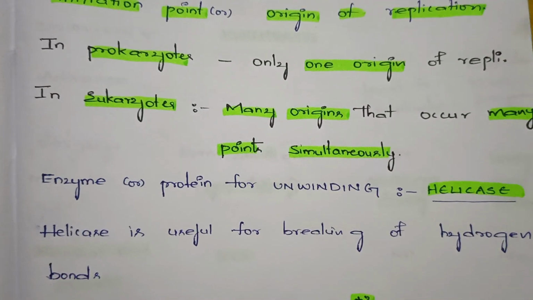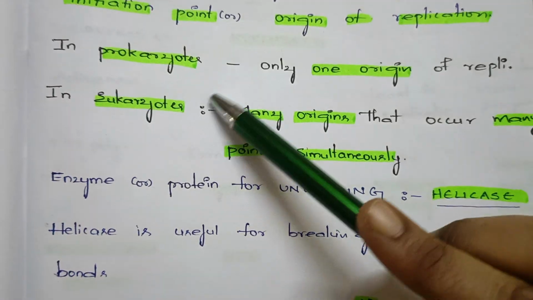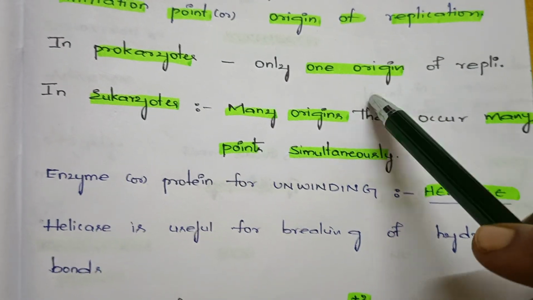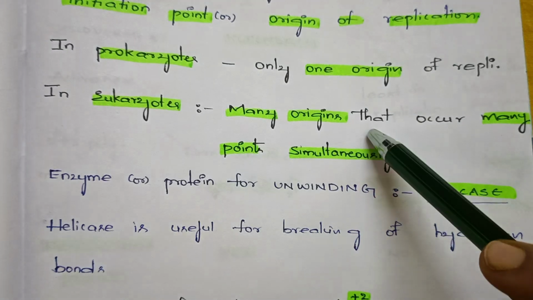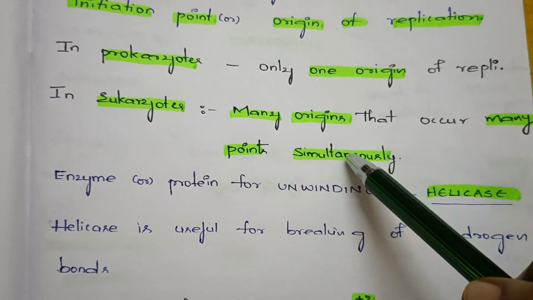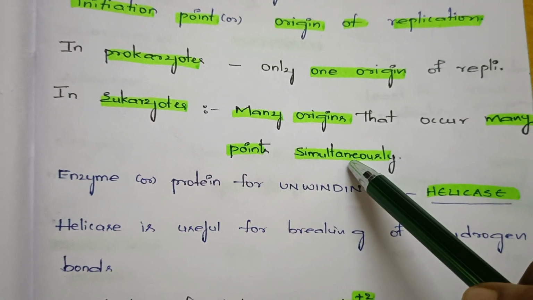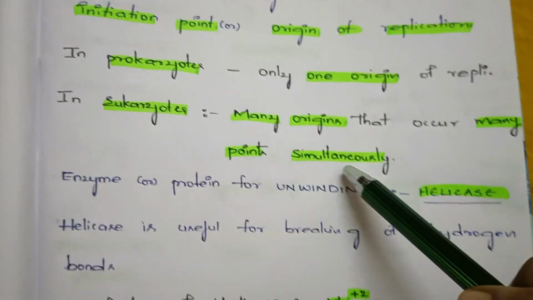And then, in prokaryotes, how many origins will be there? In prokaryotes, only one origin will be there. That's it. In eukaryotes, many origins will be there, and all the origins work at the same time, meaning replication is going on simultaneously in many places.